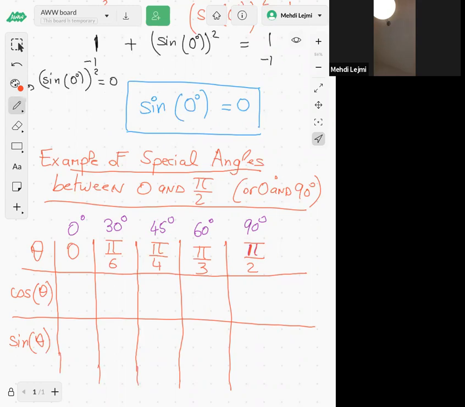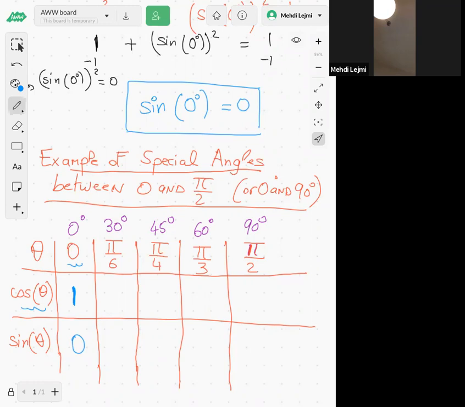Okay, so when the angle theta is 0, we just proved that cosine of 0 is 1, right? So here, this is 1. This one means cosine of 0 is 1. This is my angle, and this is my cosine, right? So cosine of 0 is 1. And we also proved that sine of 0 is 0. So here I'm gonna put 0. So sine of the angle 0 is 0.